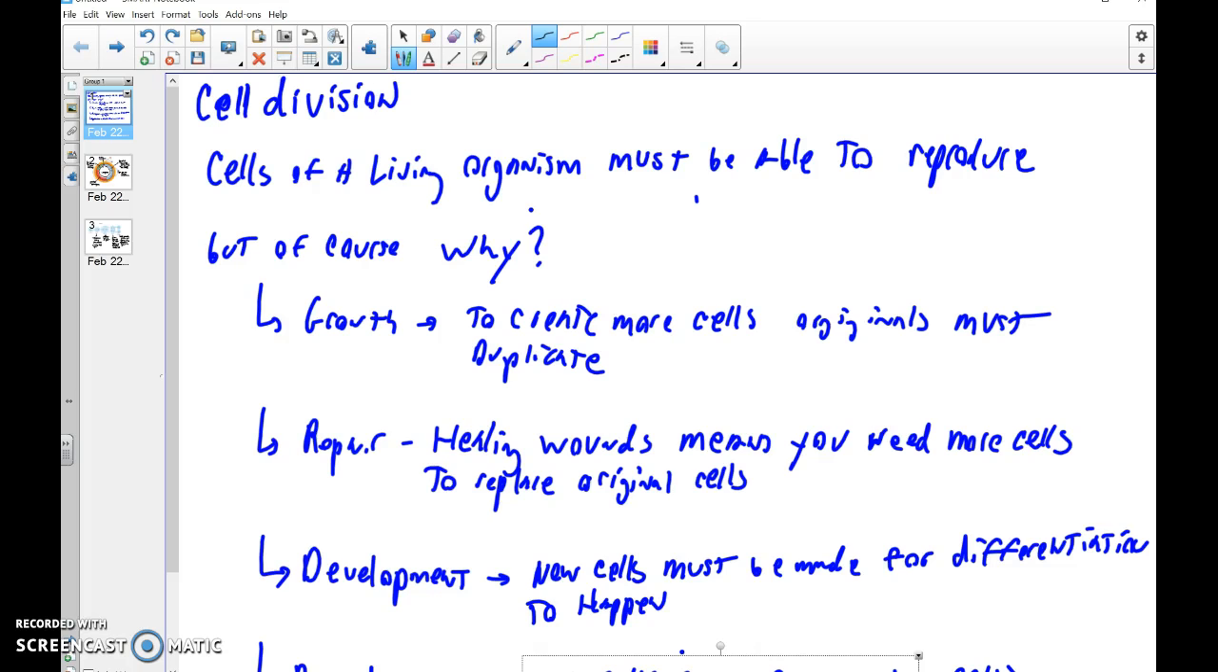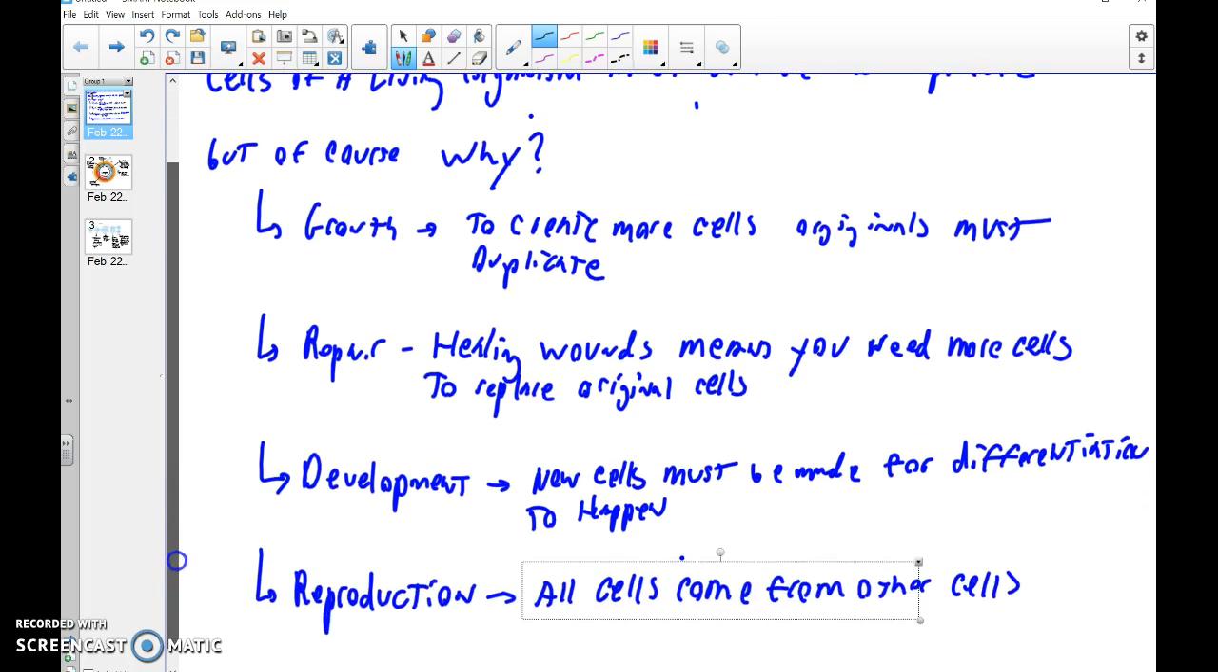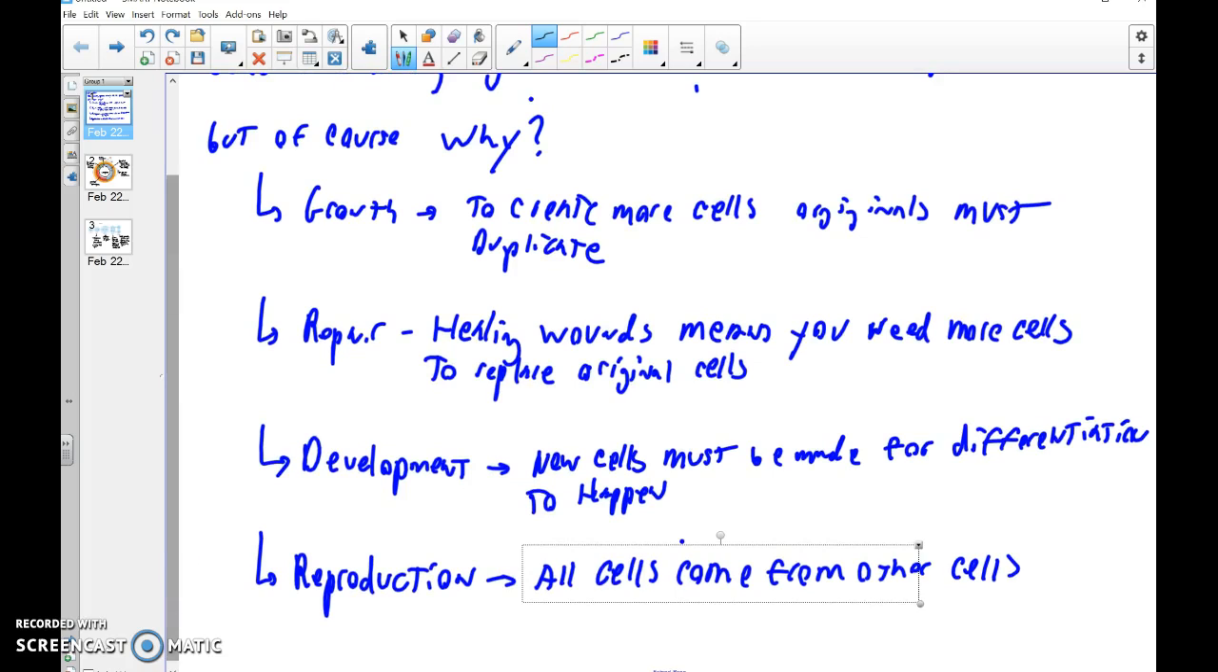Why is it that they need to be able to reproduce? It's very important that we always think about the why when we're talking about biology and living things. So, some of the reasons that you would need to undergo cell reproduction. First of which would be growth. Anytime an organism wants to grow, the cells don't get bigger. Instead, you must get more cells. So for you to get more cells, you have to reproduce those cells, which means that those cells must divide. So for growth to happen, the original cells must duplicate.